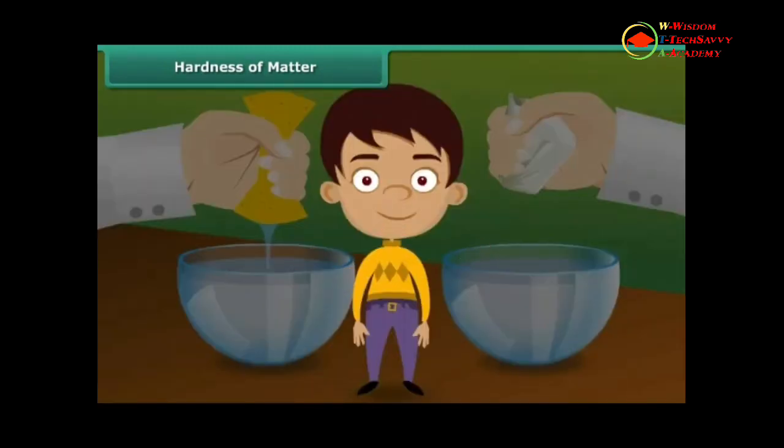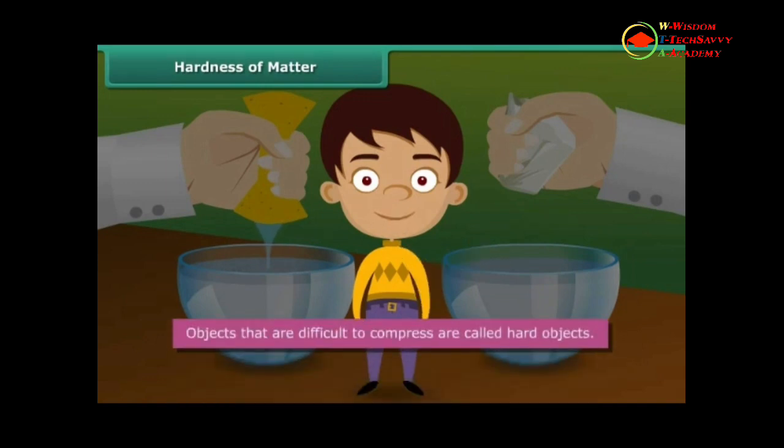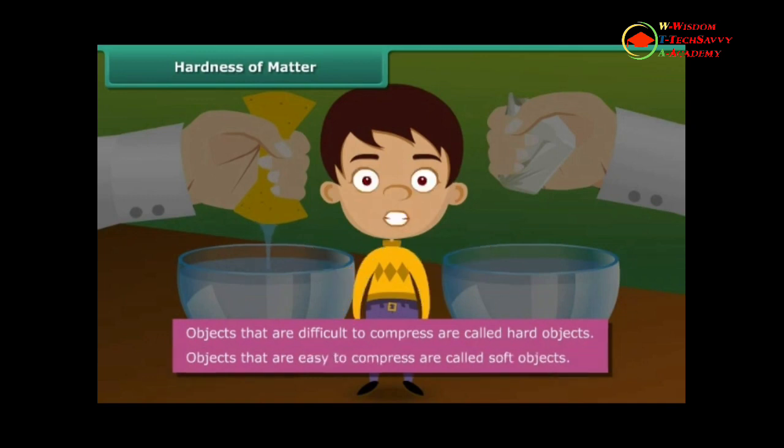Which of the two are you able to squeeze? Of course, sponge. Can you squeeze the stone? You cannot. Objects that are difficult to compress are called hard objects. Objects that are easy to compress are called soft objects.